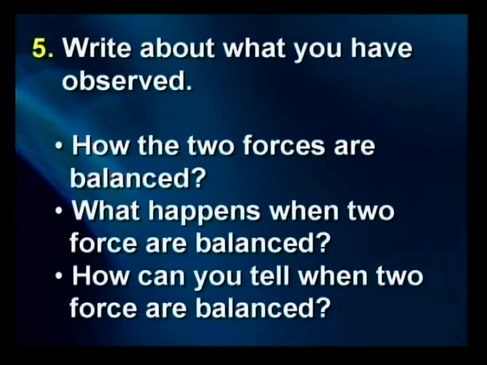Now, the last instruction for the activity is up on the screen. Class and the receiving students, I'd like you to look at the instruction and do as it says. You will see there are 3 sentences that are bulleted. Those sentences are to help you to write about what you have observed. One, it says how the 2 forces are balanced. When you did the experiment, how were the 2 forces balanced? What did you do in order for the 2 forces to balance?